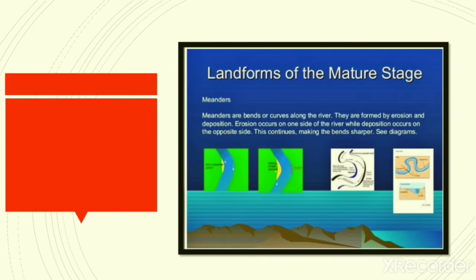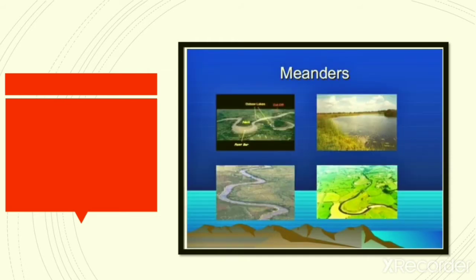Landforms of the mature stage. Meanders. Meanders are bends or curves along the river. They are formed by erosion and deposition. Erosion occurs on one side of the river while deposition occurs on the opposite side. This continues, making the bend sharper. See diagrams. These are the diagrams of meanders.